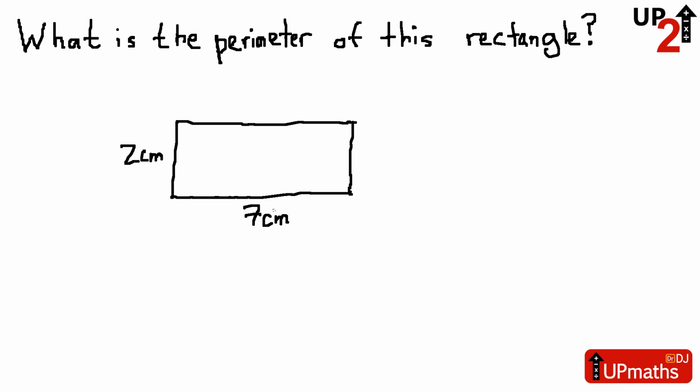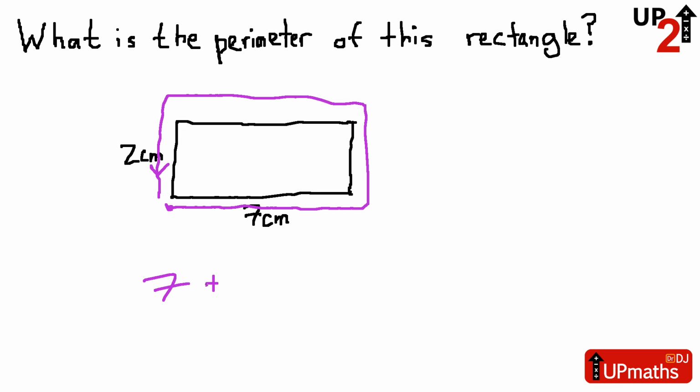What is the perimeter of this rectangle? Okay, well you have to start at one point, or at least this is the method I use, and I go all the way around the outside. So that would be 7 plus 2 plus 7 plus 2, which is 18 centimetres.